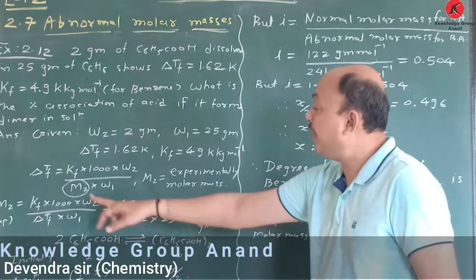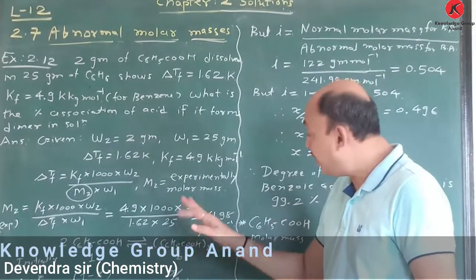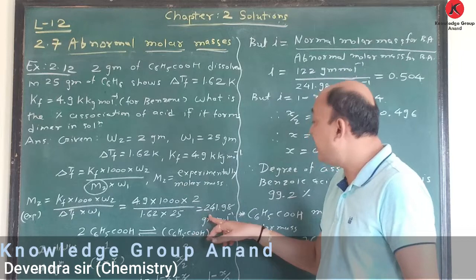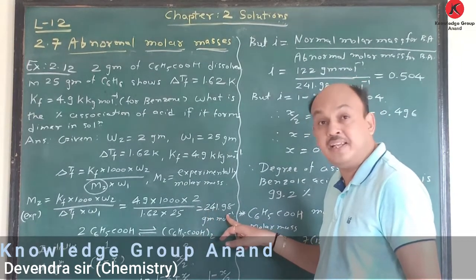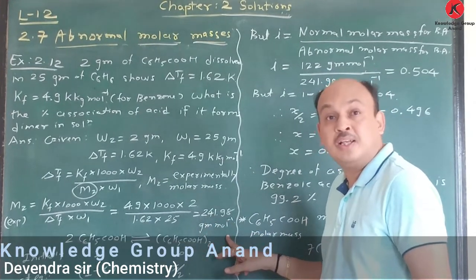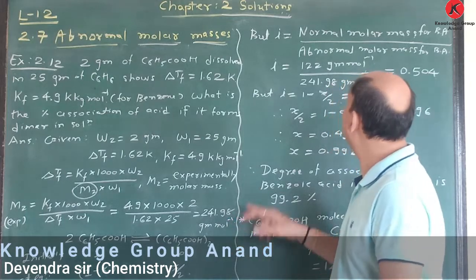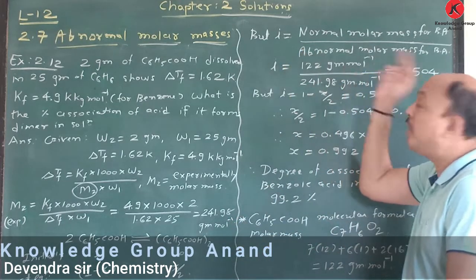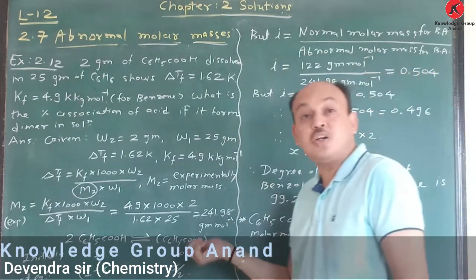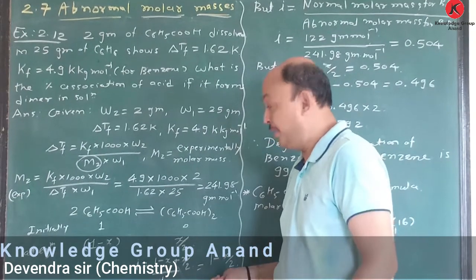Therefore, put all those values and calculate it. If you calculate, then you obtain 241.98 grams per mole, and this is which value? Abnormal molar mass, because it is not the actual value, it is the experimental value.